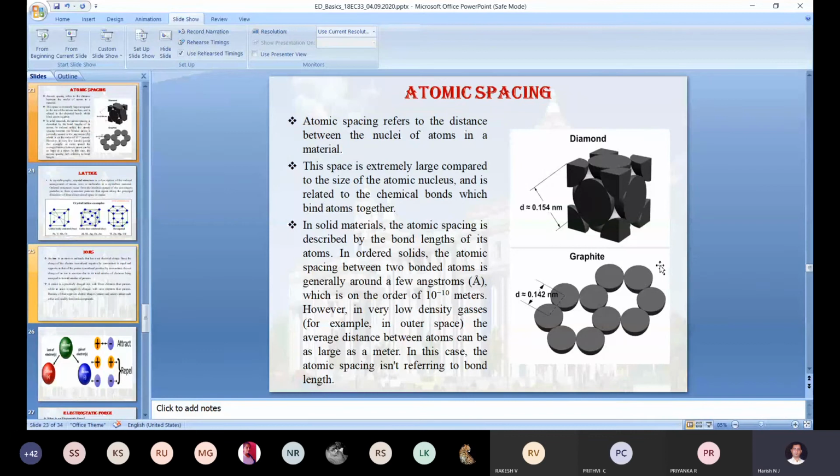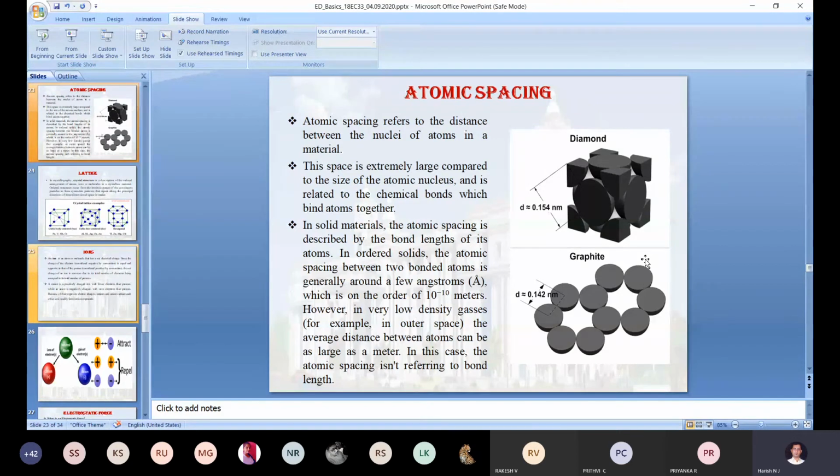You can extract three pieces of information from this slide. The first is the definition of atomic spacing: the distance between the two nuclei. The second is that the atomic spacing is larger compared to the size of the nucleus. The third is that for solid material, atomic spacing is in terms of angstrom, meaning 10 to the power of minus 10 meters. For low density gases, the distance is in terms of meters.